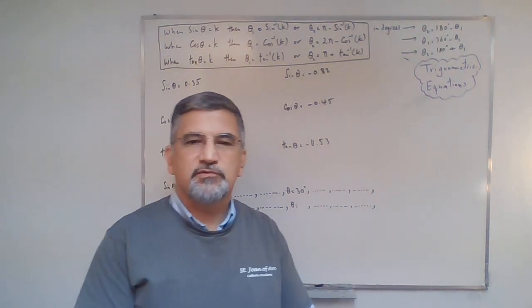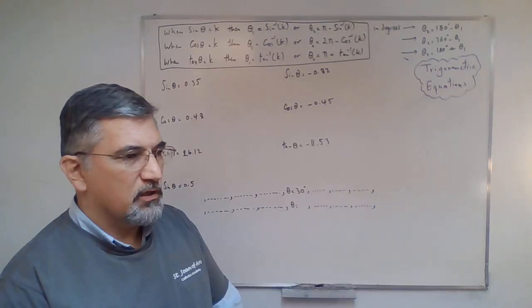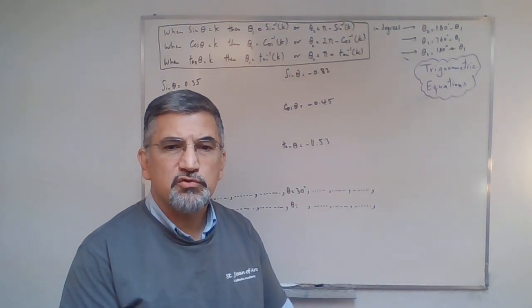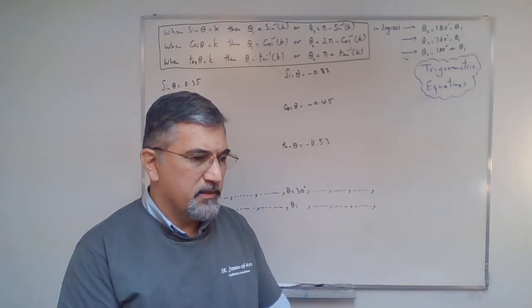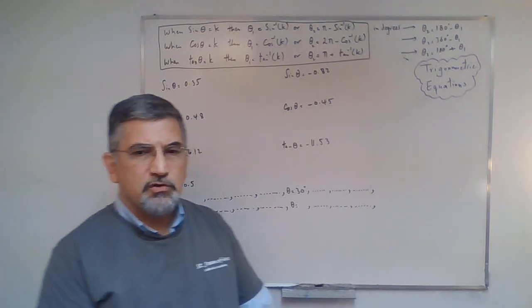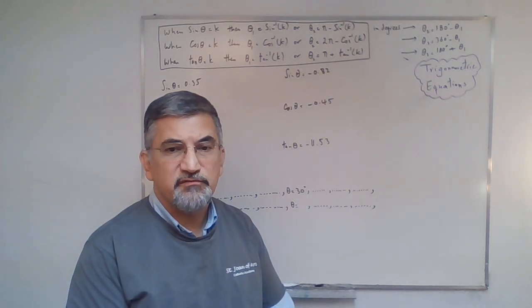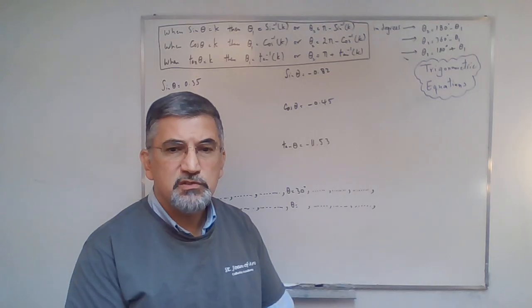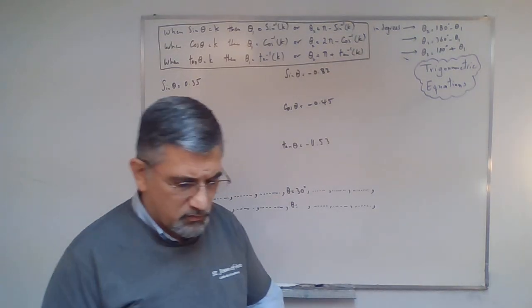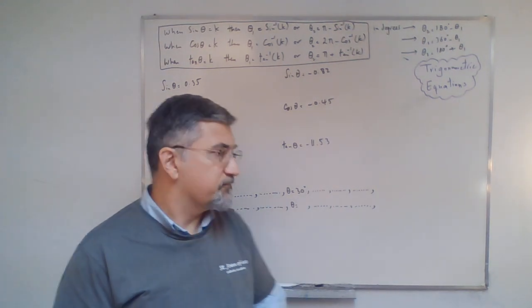Hello everyone, welcome to another lecture on the topic of trigonometric equations. With respect to trigonometric identities, we said that those are mathematical statements that are true for all values of the variable. But in the case of trigonometric equations, these equations are not true for all real values of the variable, but only true for certain values of the variable.